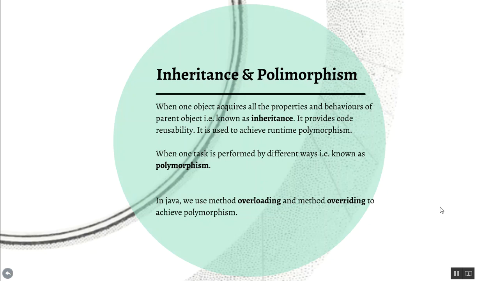Okay. Polymorphism is when one task is performed in many different ways. It's a concept where an object behaves differently in different situations. In Java, we achieve polymorphism in two different ways, which are overloading and overriding. These are also called compile time polymorphism and runtime polymorphism. We will have a separate session for overloading and overriding. Okay.